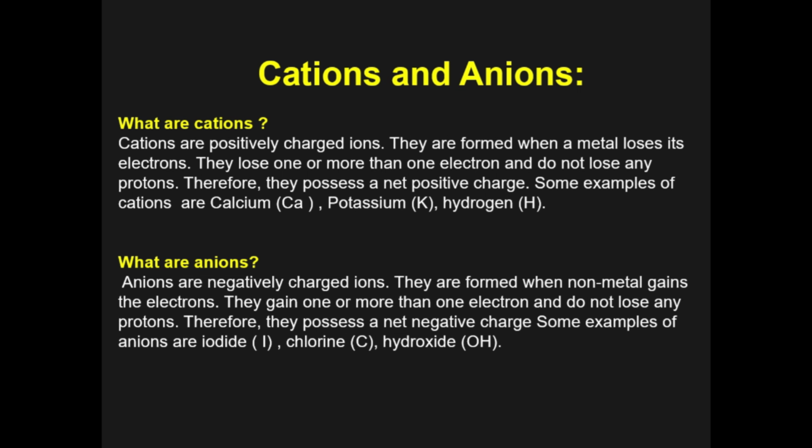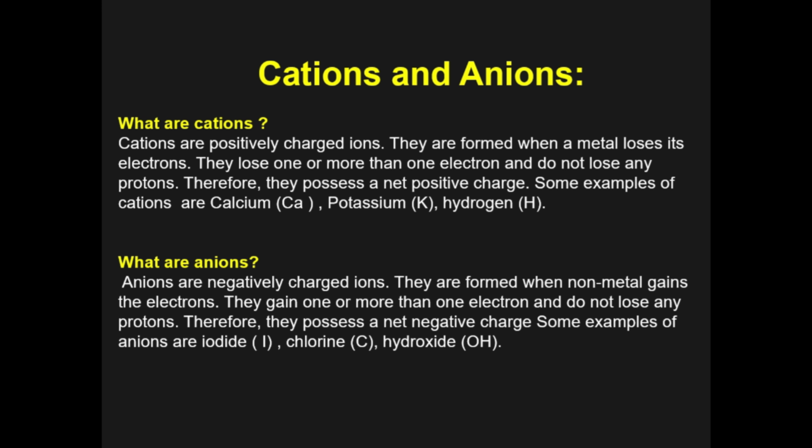So what are cations and anions? Cations are positively charged ions. They are formed when a metal loses its electron. They lose one or more than one electron and do not lose any proton. Therefore, they possess a net positive charge. Some examples of cations are calcium, potassium, hydrogen.